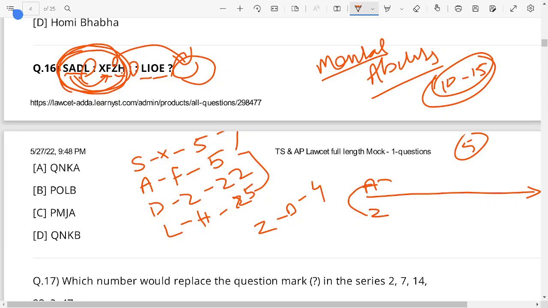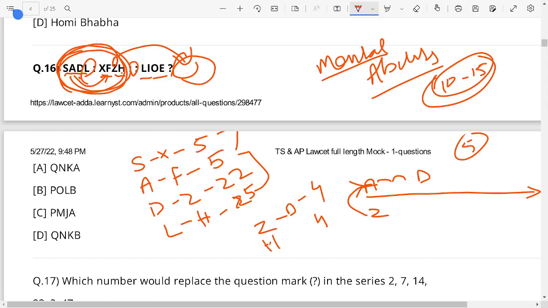Not like this, but like this. It goes again in this way. If you reverse it from Z to D, we will have four letters. The same way, if you reverse it from H to L, again we will have four letters.